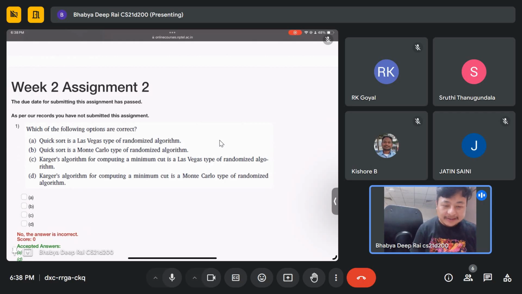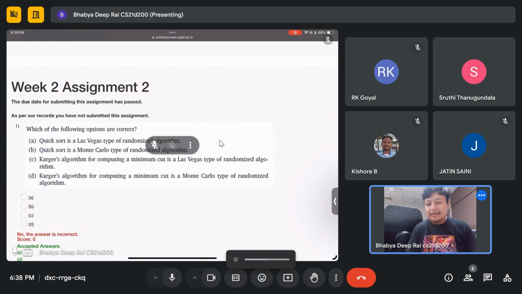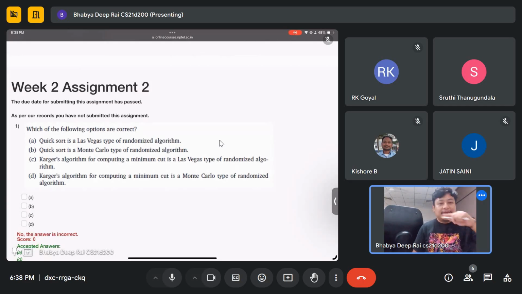Quicksort, I already told you, is an example of a Las Vegas randomized algorithm because it never makes errors. It will always sort the array correctly. It's not a Monte Carlo algorithm. And Karger's algorithm, as I told you last week, can make errors. It may not always give a minimum cut, but it has a probability guarantee that with so and so probability it gives you the min cut. So Karger's algorithm is actually a Monte Carlo algorithm. So A and D are correct. Okay, so we'll do PIT.